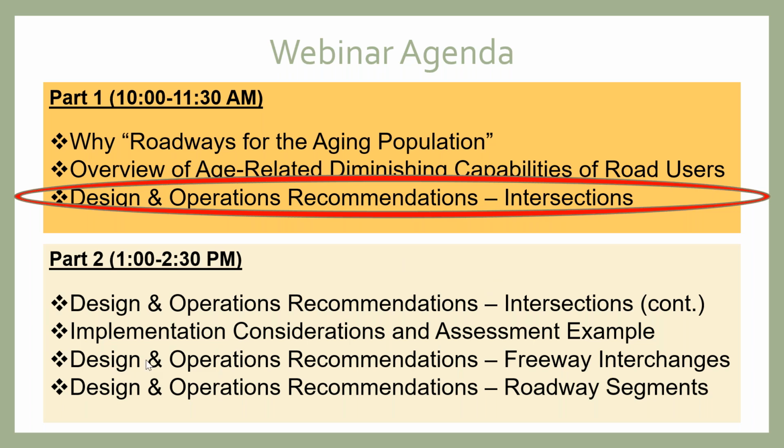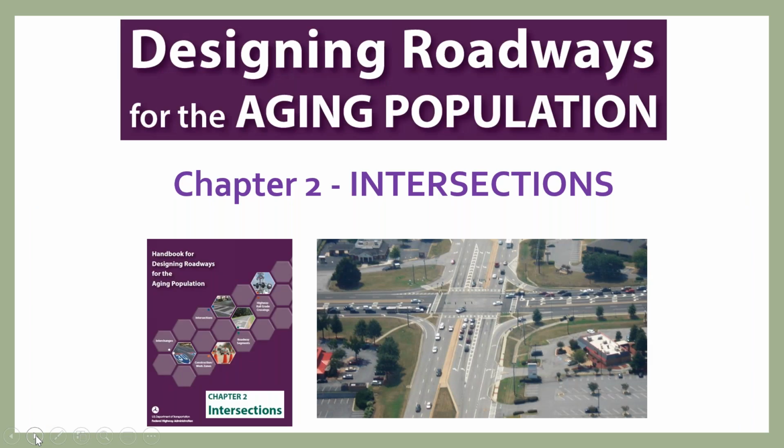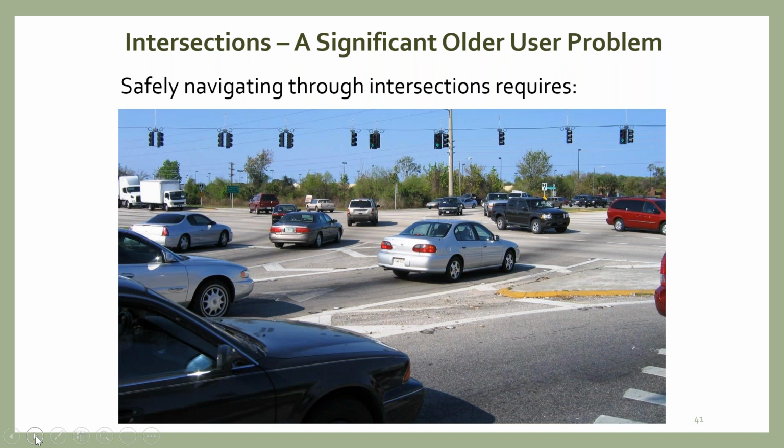Very good. Thanks, Mike. So let's proceed into the meat of our workshop today. The FHWA handbook is broken up into chapters, and chapter 2 focuses on intersections. It is certainly the largest chapter in the handbook, and most of the recommendations actually do pertain to intersections, and there's a good reason for that.